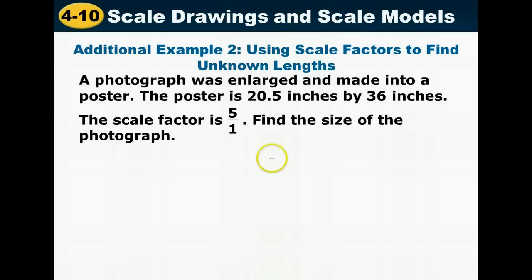Alright, so go ahead, and here's another example. We have a photograph that was enlarged and made into a poster. The poster is 20.5 inches by 36 inches. Now the scale factor is 5 to 1. Find the size of the photograph. Okay, so here I'm going to draw what's happening. They tell me a photograph was enlarged. So that means I'm going to start with a small picture. Okay, and then it was enlarged.